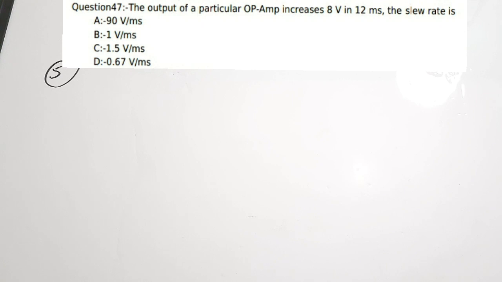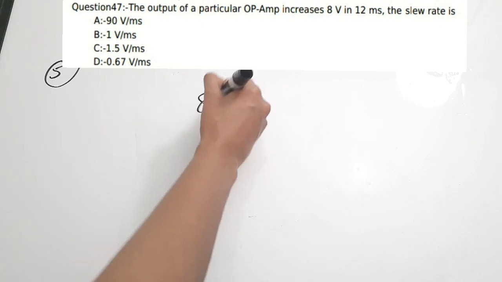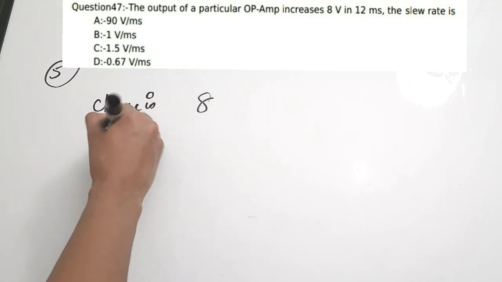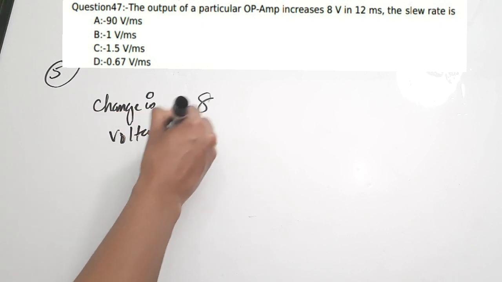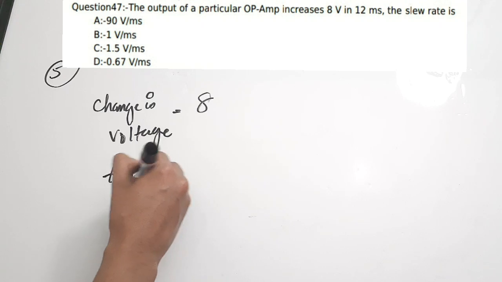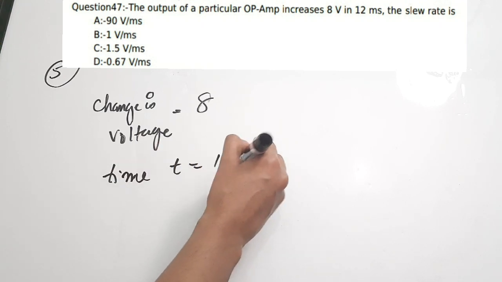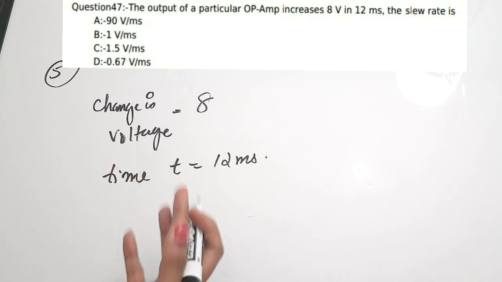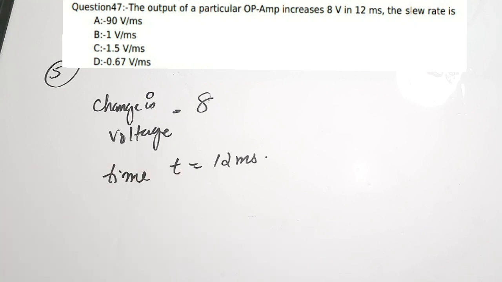Here it is given that there is an increase of 8 volt, meaning the change in voltage is 8 volt. And in what time? In time t equal to 12 milliseconds, there is a change of 8 volt. So what is the slew rate? This is the question.